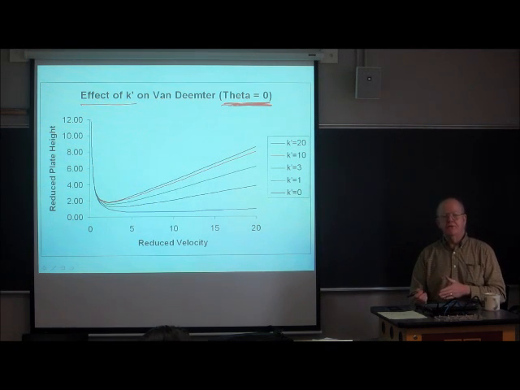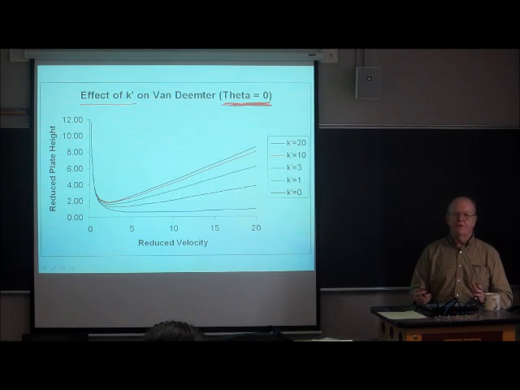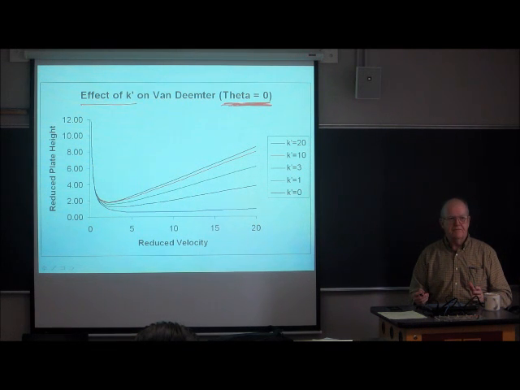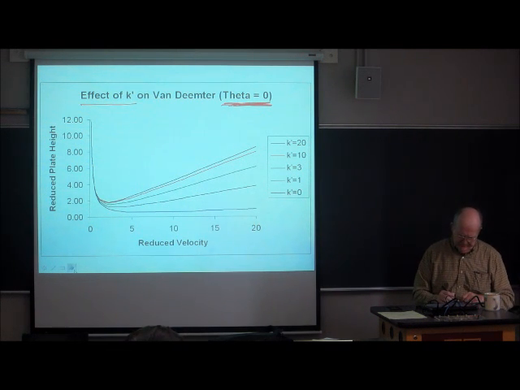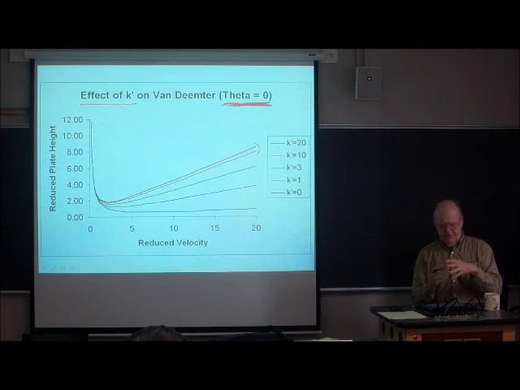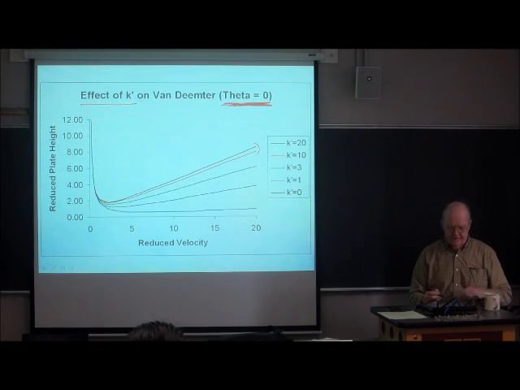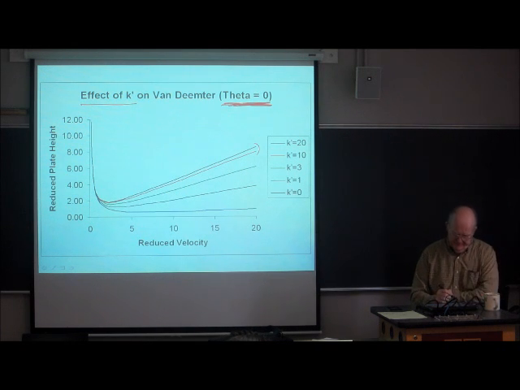Which one's going to give you the most plates on a given length of column? The one with the lowest HETP. K prime 0. And you can see that these are approaching a limit. And if I went to k prime 40, it would hardly be different than k prime 20, except there'd be twice as much retention.